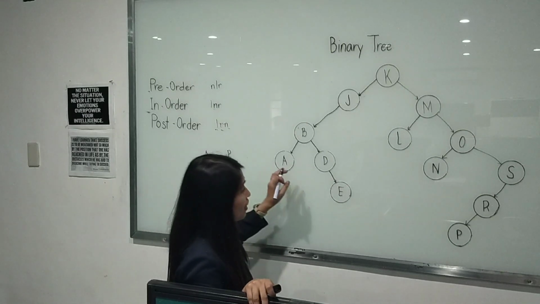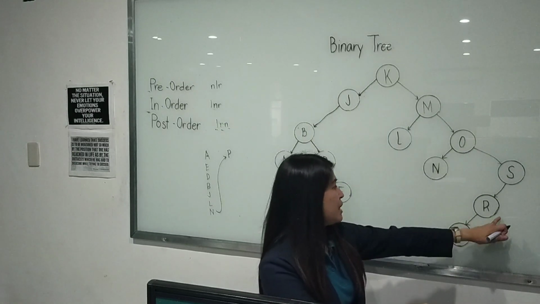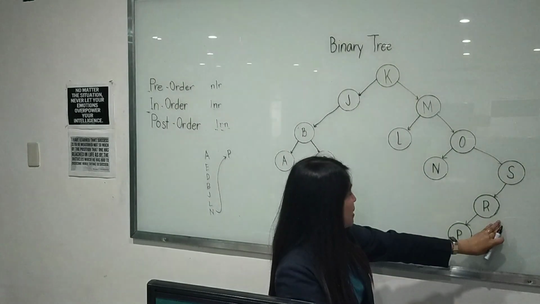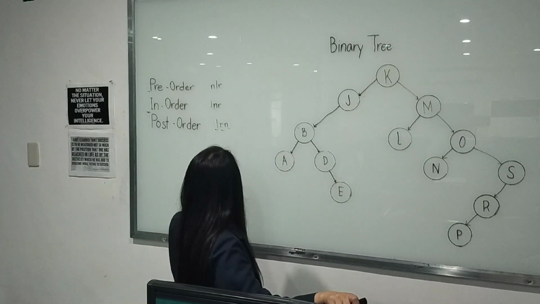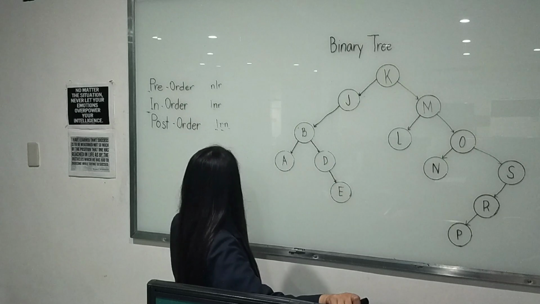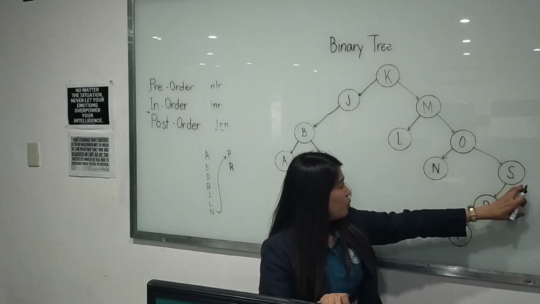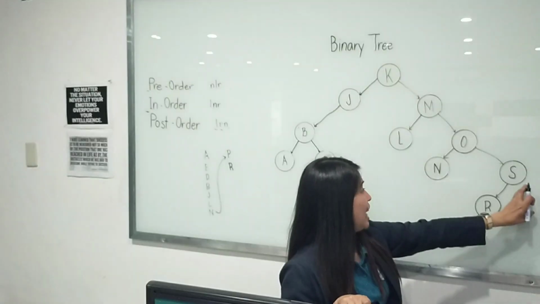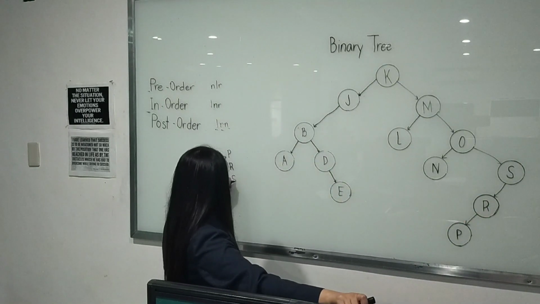Then after that, we will go back to R, and then we will visit the right subtree of the R. Since we hit the base case, we will print the R. And then after that, we will go back to S, and then we will visit the right subtree of the S. Since there's nothing here, now we will go back to S and we will print the S.